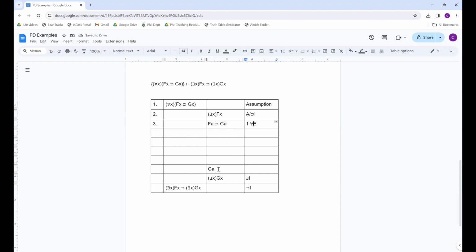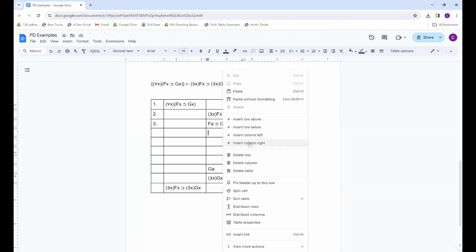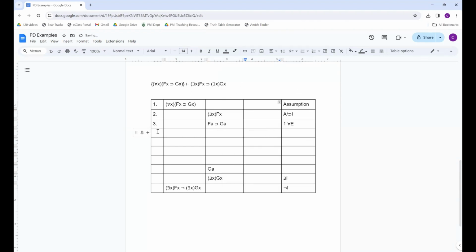Now, well, we need to get FA. And the only real possibility here for doing that would be to work with this. So we're going to need to use existential elimination, it seems. So we'll introduce a new subderivation and set that up for existential elimination.